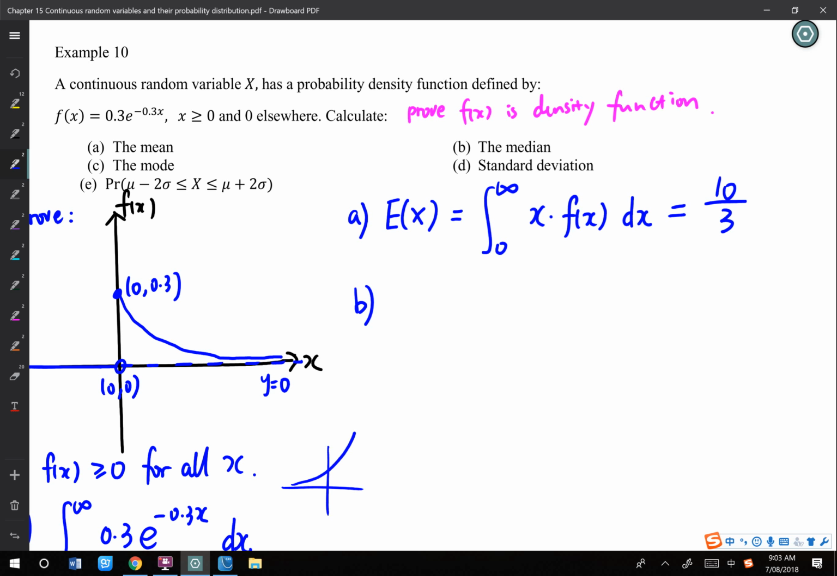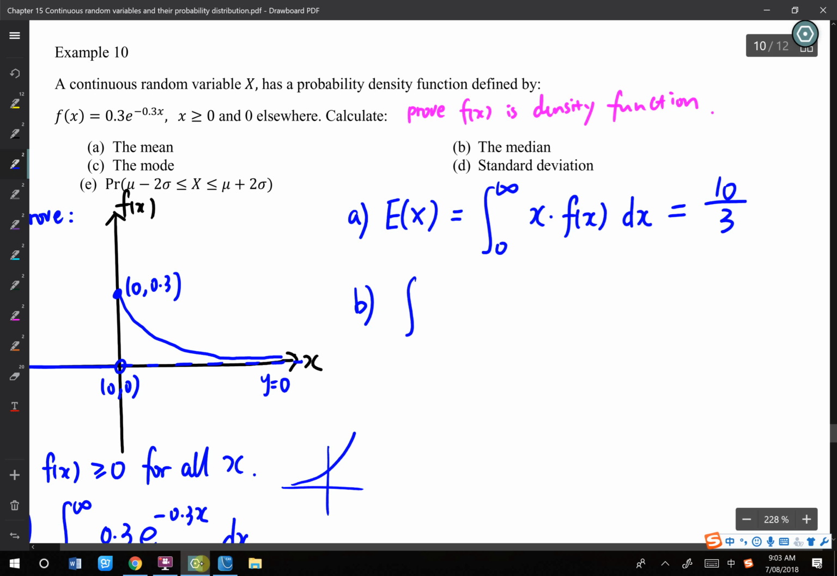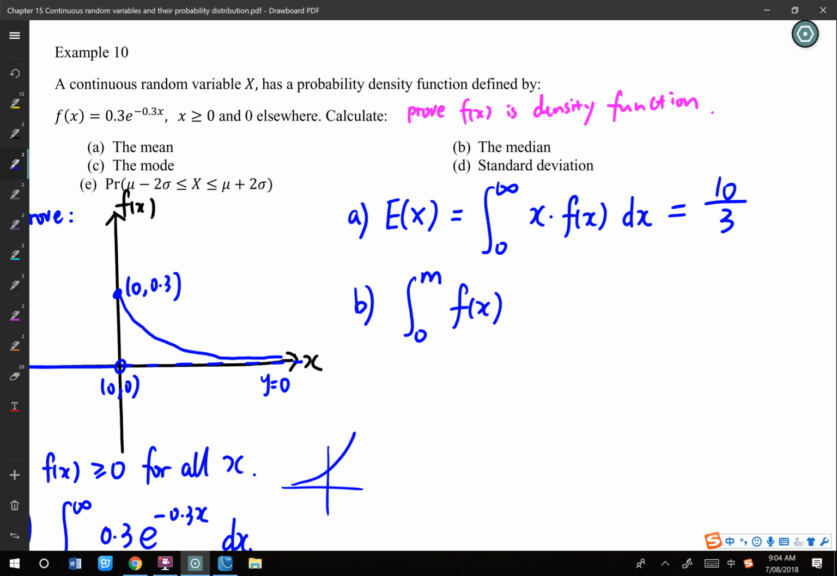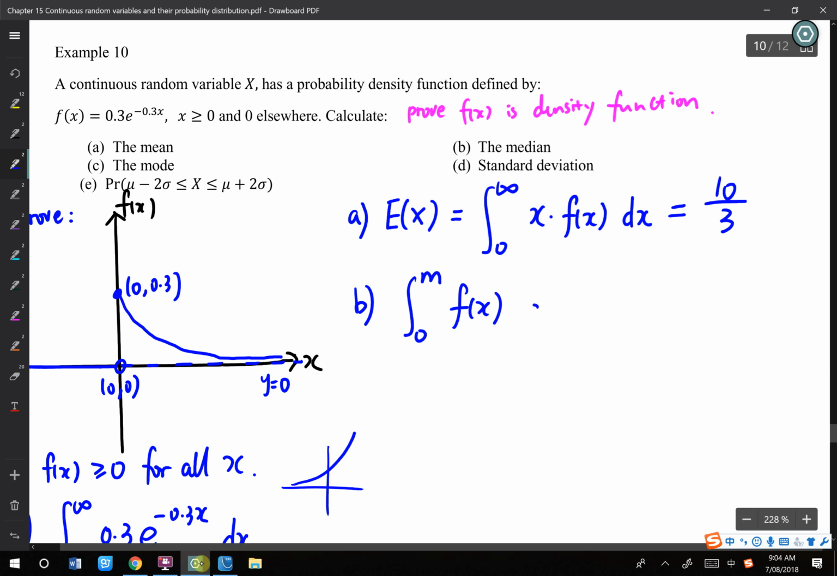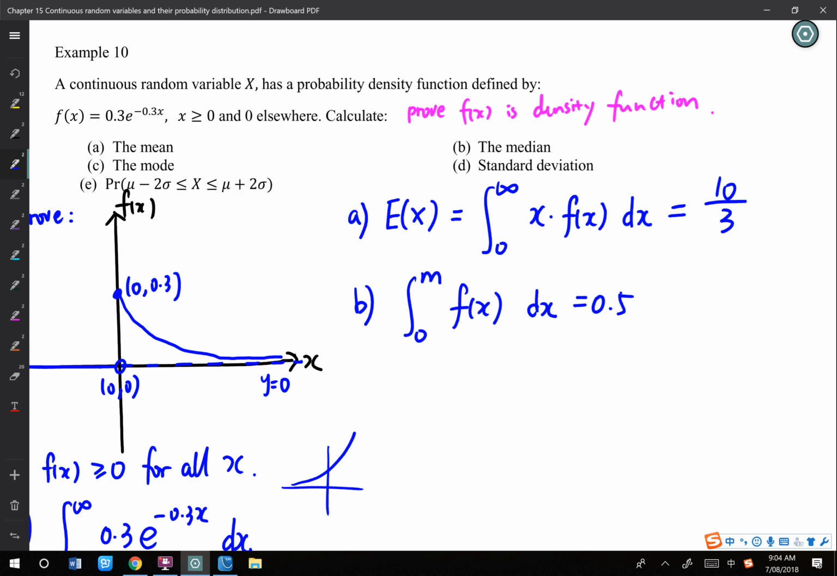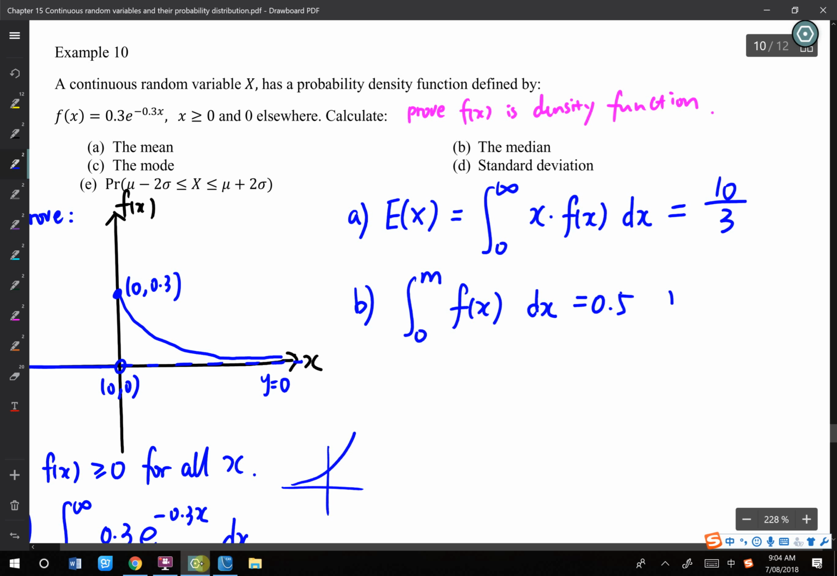B is asking for the median. The median is from the most left-hand side to m, where m is the median. We don't have x times fx, we just say fx. You need to distinguish between expected value and calculating probability. So now I want the probability from 0 to a point to be 0.5, so 0 to m of fx, not x times fx. The area under this curve will give you 0.5 from 0, and I'm solving for m.